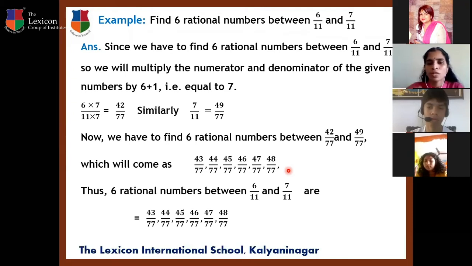If you're going for 60 upon 110 and 70 upon 110, any 5 we will take. It's not necessary to be with equal intervals, but here they are coming with equal intervals, that are 43 upon 77, 44, 45. In this way all the denominators are the same. Then while writing for the exam, you cannot write this directly, you have to write with one more step, because it's very important. They are asking for rational numbers in between 6 upon 11 and 7 upon 11. So you will repeat the step in this way: 6 rational numbers between 6 upon 11 and 7 upon 11 are all these.